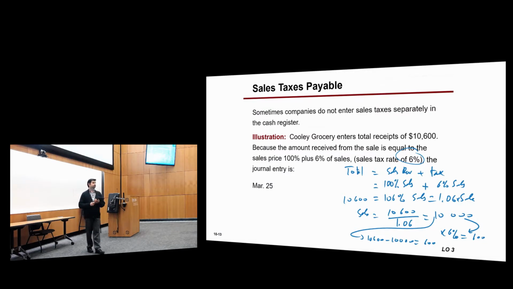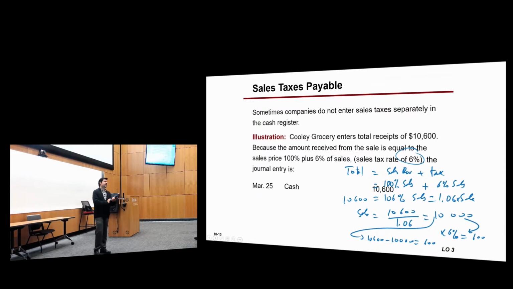Any questions? So this is how you do that. You have to actually get to the sales, and then from that amount, just multiply it by the tax rate. Any questions about that?